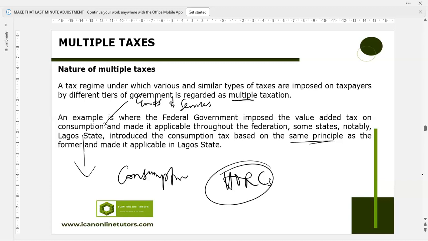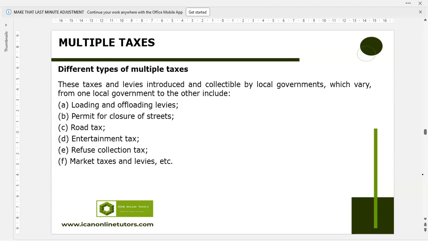ensure the collection of taxes or levies imposed on taxpayers with reckless abandon to the extent that it became a national problem and consequently attracted the attention of the federal authorities. So then what are the different types of multiple taxes we have? So, in brief, I have this here: loading and offloading levies.